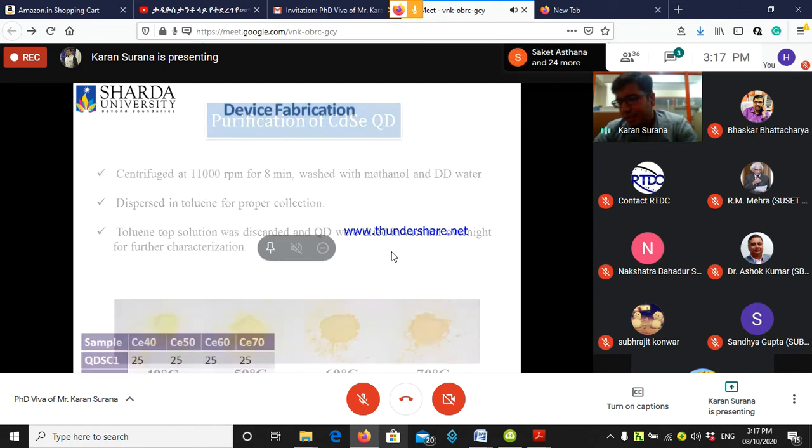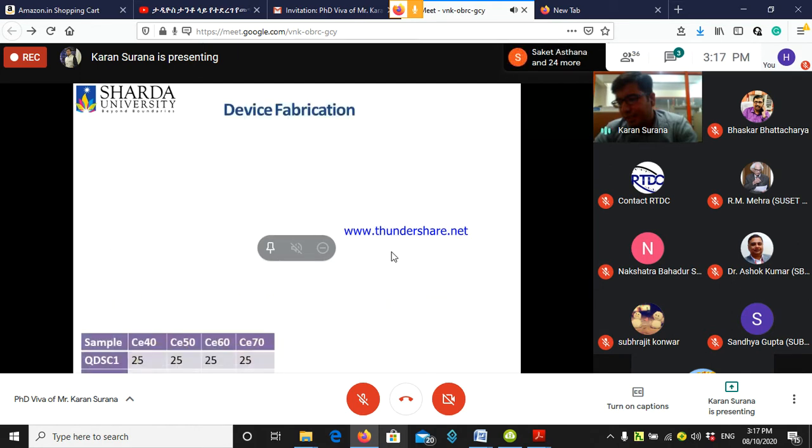Next, the fabrication of the solar cell using these QDs. Since we prepared 4 different quantum dots, we wanted to mix them so that again we could cover the maximum possible region of the visible spectrum. So we chose 3 different configurations. In the first one, QDSC1, equal amounts of the 4 QDs were taken. In QDSC2, they were taken in a 10, 40, 40, 10 ratio, and in the third one, a 20, 10, 50, 20 ratio was taken.